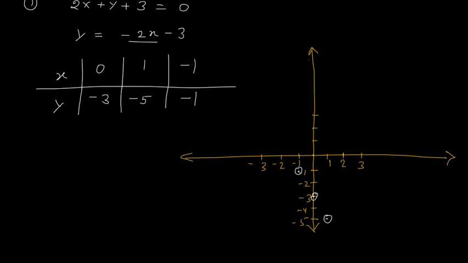Now when I join these 3 points, I will get a straight line. So this straight line gives us the equation 2x plus y plus 3 equal to 0. So 2x plus y plus 3 equal to 0 is this line.